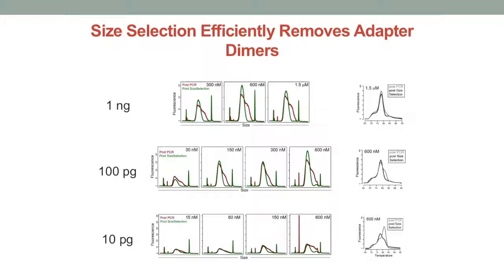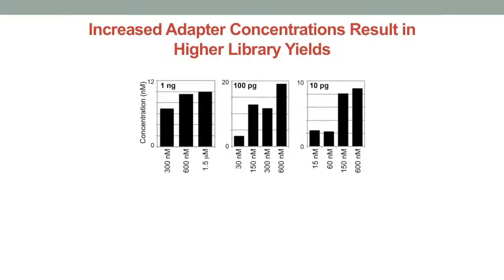At 10 picograms, you see at the highest adapter amount an enormous amount of adapters that are present post-PCR. And again, it's completely removed by size selection, but you also start to see this double peaking here and here, which can be an over-amplification problem. And so these are samples that were probably PCR'd too much. So this shows you how you can diagnose PCR over-amplification at the bioanalyzer before you sequence.